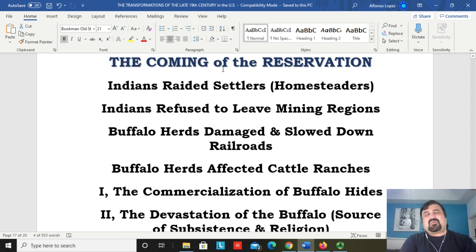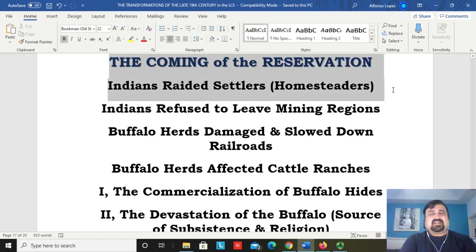Okay, so why the reservation is going to be so necessary is because, of course, there's going to be a clash between the Native American groups and the newcomers. With the Homestead Act, there are hundreds of thousands of families moving into this region. They're being awarded land. They're clearing the land, establishing their own farms, the homesteaders, as they were called.